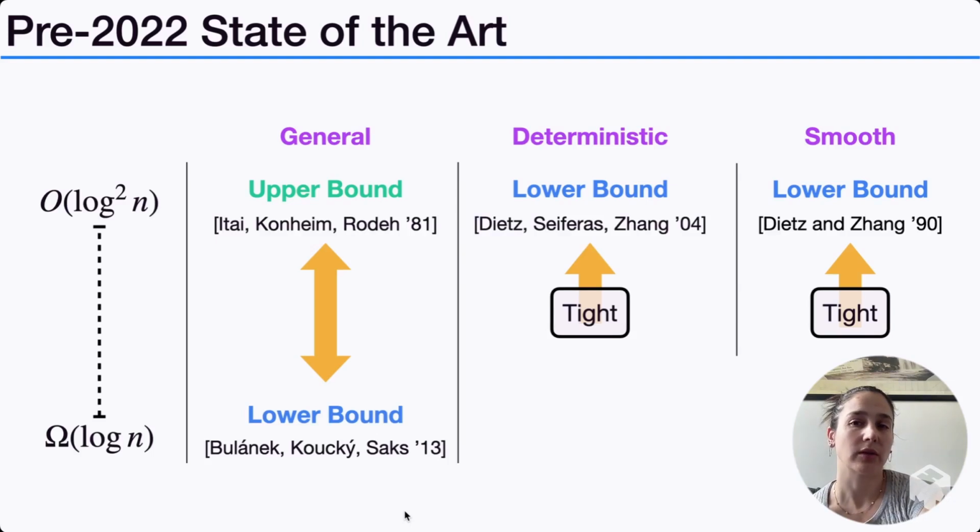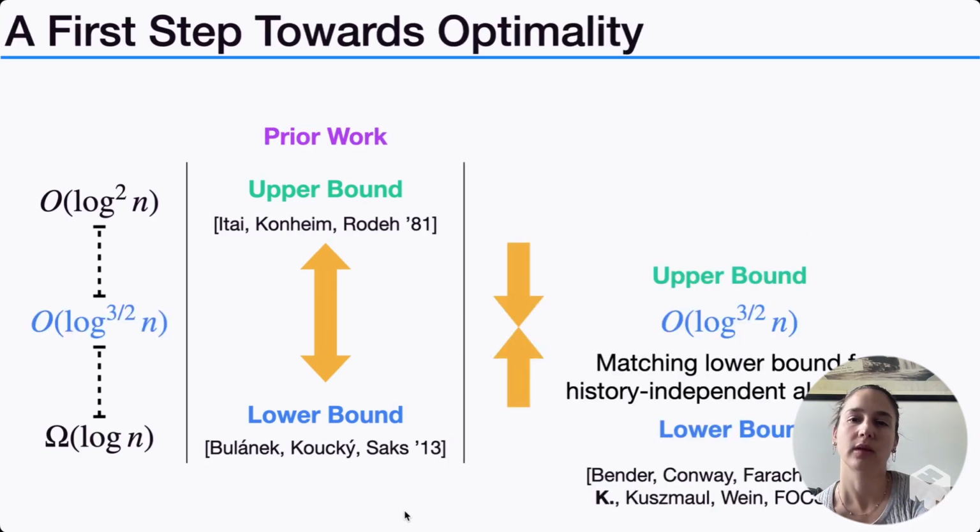And another reason that log squared n was conjectured to be the right answer is that for various natural classes of algorithms, a log squared lower bound was proven matching the upper bound. So for deterministic algorithms, as well as for smooth algorithms, which I'll touch on a little more in a bit. And then when we broke through these with the log to the 3/2 n upper bound, we also proved a lower bound for another natural class of algorithms matching this one called history-independent algorithms, which I'll also touch on in a second.